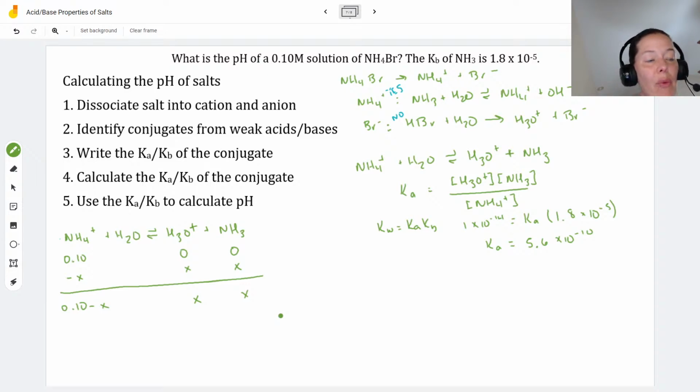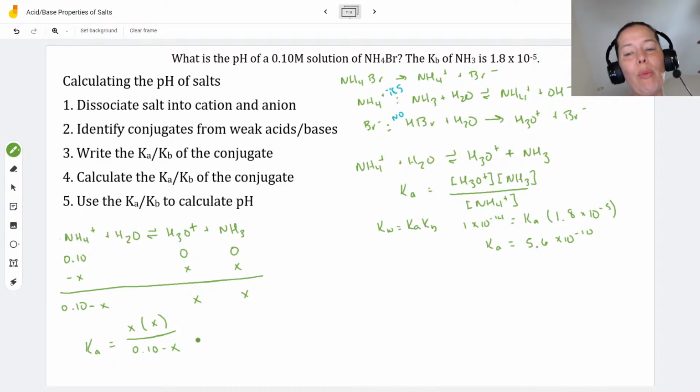All right, so now I want to plug these into my Ka. So my Ka is going to be the concentration of hydronium ion, which is simply X, times my concentration of ammonia, which again is X, divided by my concentration of ammonium, which is 0.1 minus X. Now, just like before, I really want to be able to drop this minus X because it means I don't have to use the quadratic formula, and it just simplifies the equation so much. So let's do our little side calculation, and let's see if it passes our 500 rule.